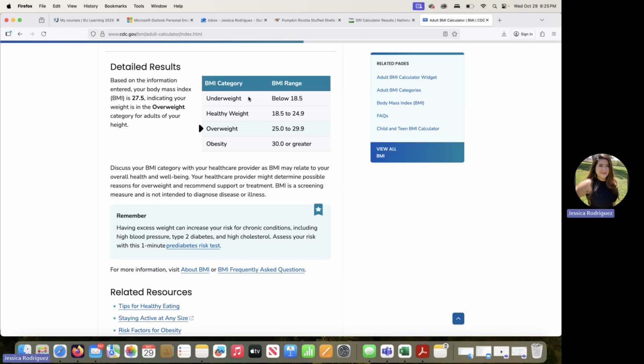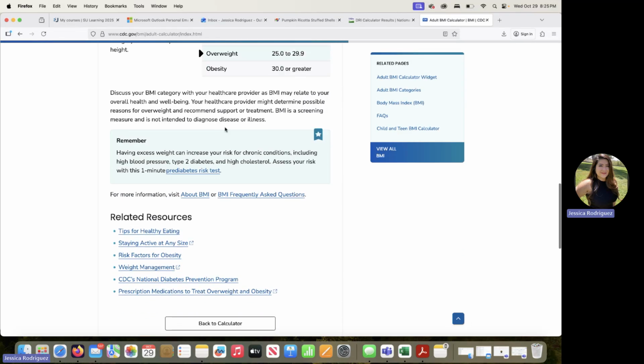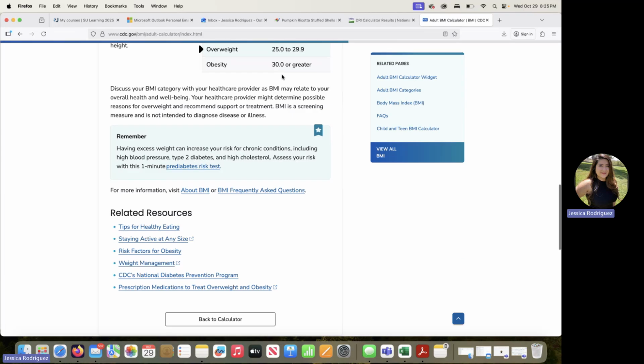We have underweight, okay, which is below 18.5, which is the BMI range. We also have healthy weight, 18.5 to 24.9. We have overweight, which is 25.0 to 29.9. And we also have obesity. Obesity is 30.0 or greater. After obesity, there are a few categories: obesity 1, obesity 2, and 3.